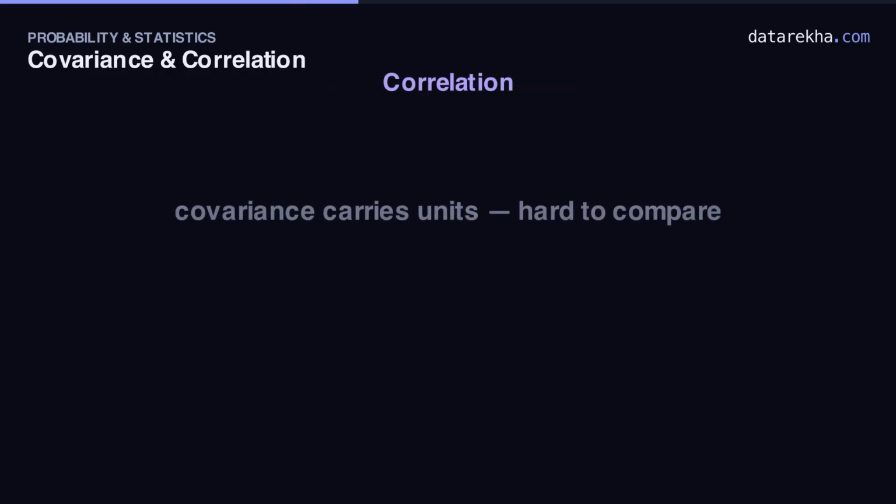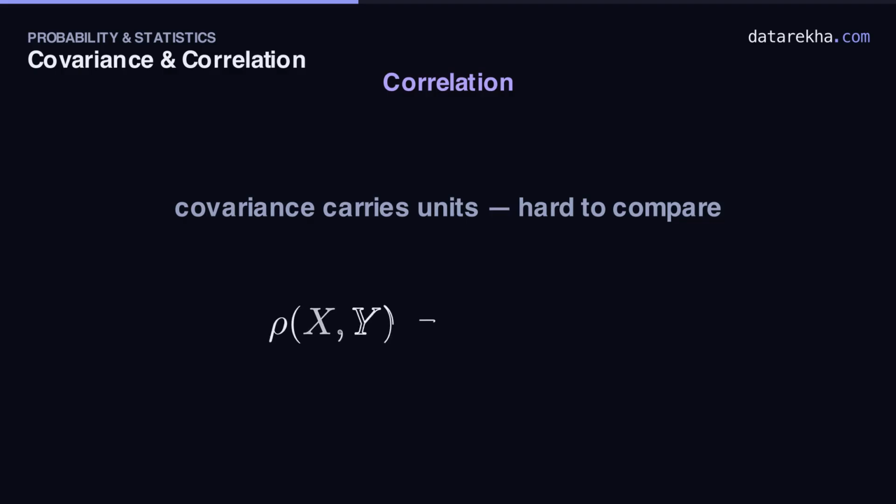There's one snag with covariance. Its size depends on the units. Measure marks out of 10 instead of 100, and the covariance shrinks tenfold, even though the relationship is identical. The number is hard to read on its own, so we normalize.